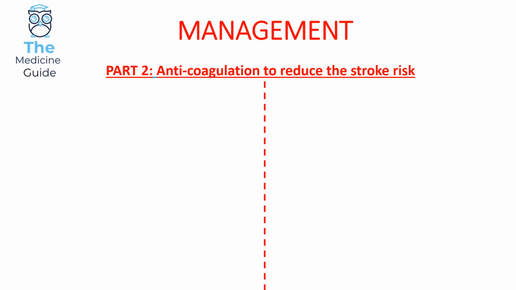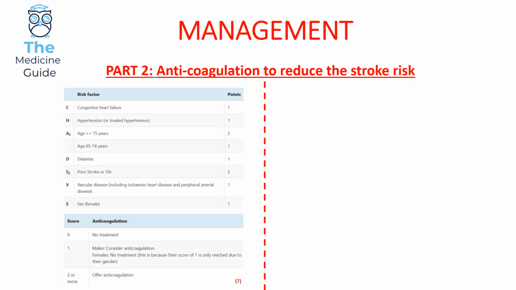Now, part 2 is when we're going to consider anticoagulation. Anticoagulation takes the form of warfarin or a NOAC, and we need to consider it because we need to consider the risk of A, a stroke, and B, how to reduce the risk of a stroke, especially following rhythm control for atrial fibrillation. So we need to perform the CHADS-FAST score.